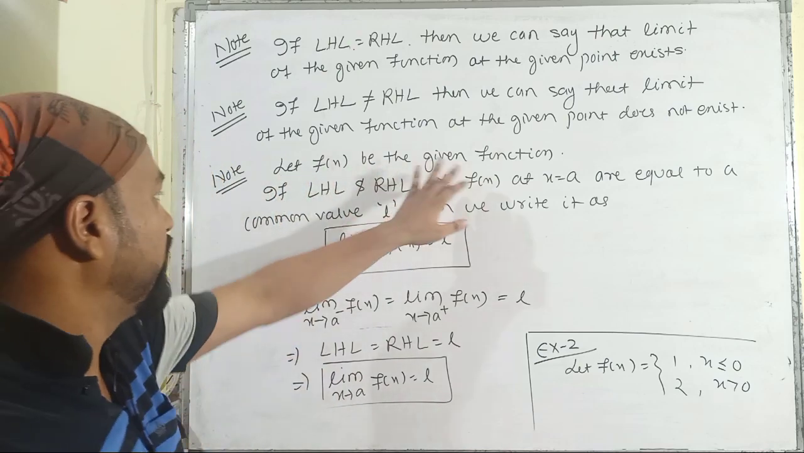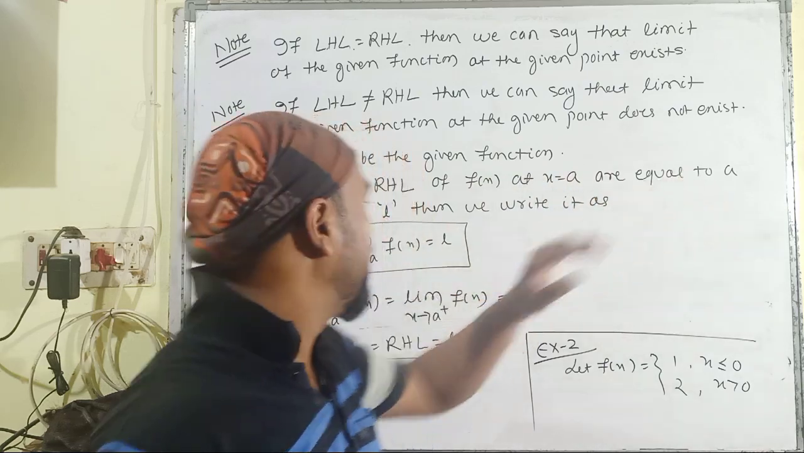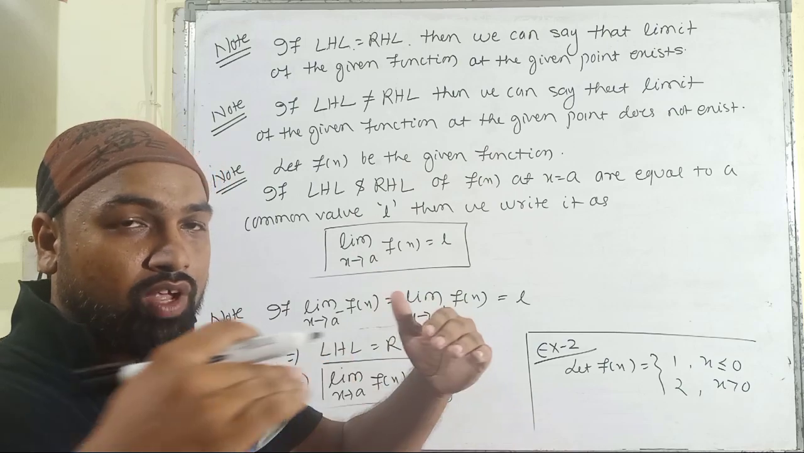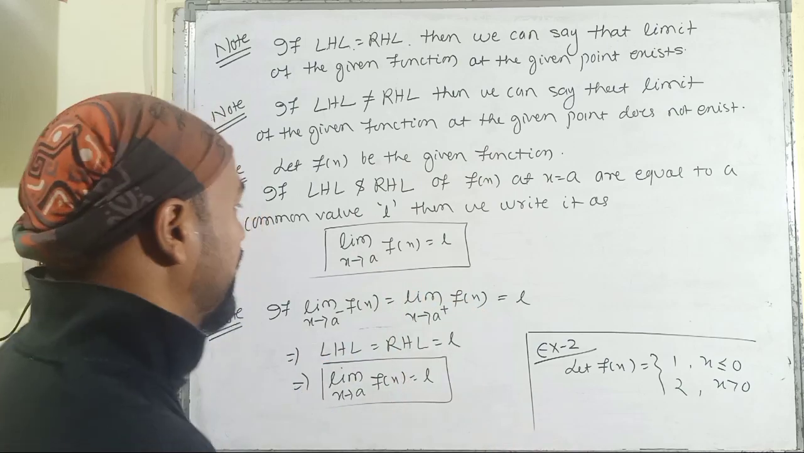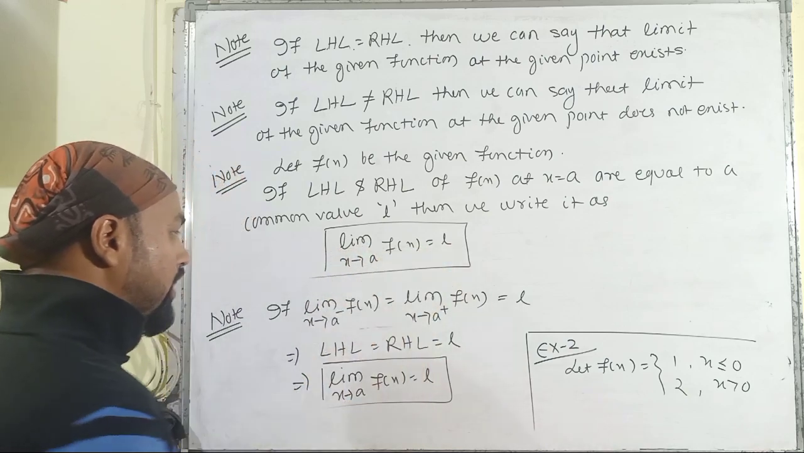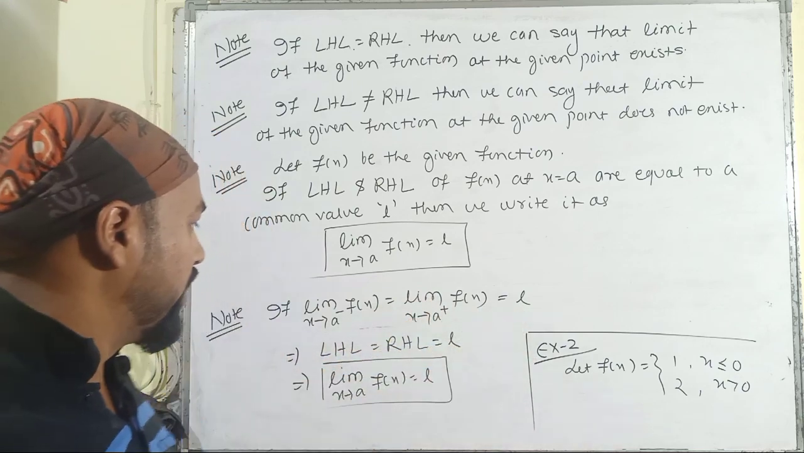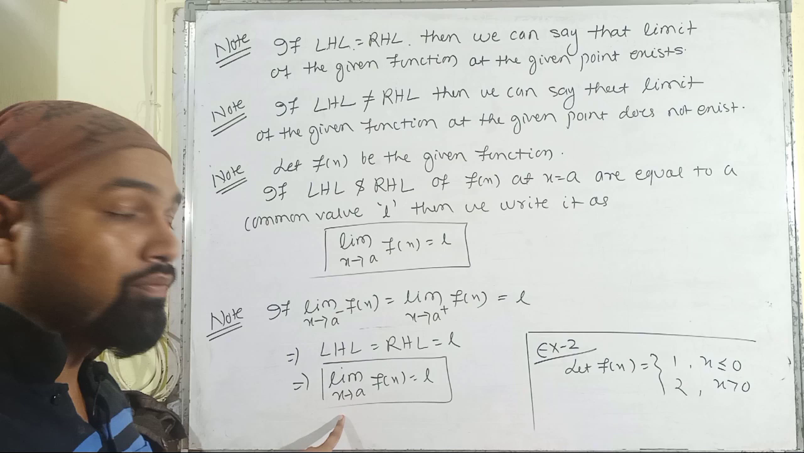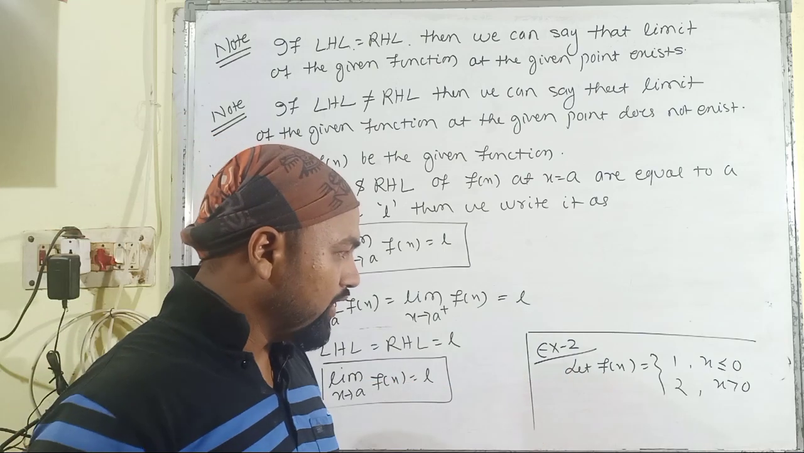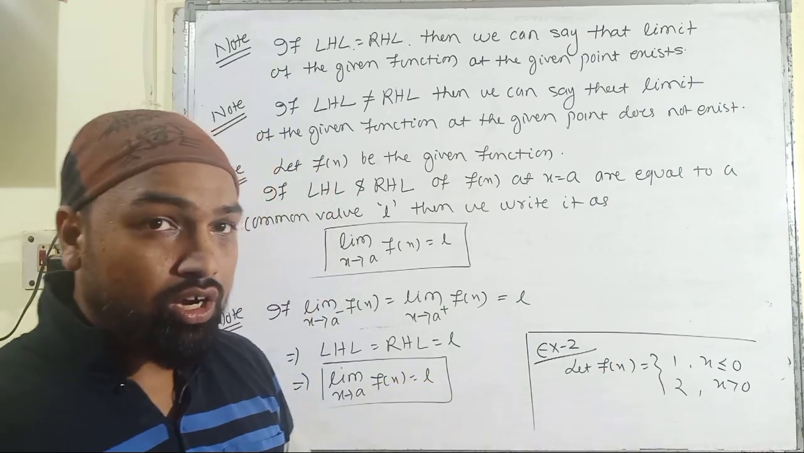Let f of x be the given function. If the left hand limit and right hand limit of f of x at x equal to a are equal to a common value L, that means they approach the same value. The value of f of x approaches the same value L, then we can write the limiting value of f of x when x tends to a is equal to L. That means left hand limit is equal to right hand limit is equal to the common value L. That means the limiting value of the function at the given point x equal to a is L. Then examine the existence of the limiting value of the function by using the diagram.